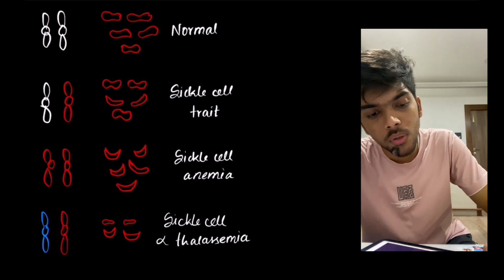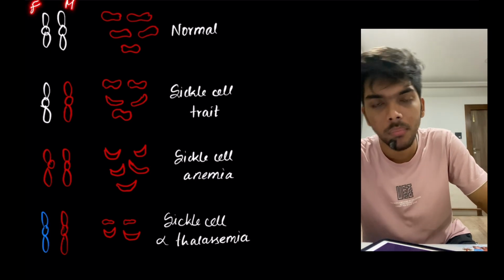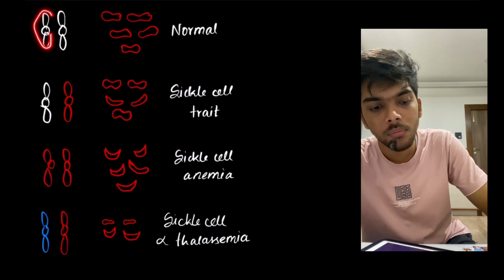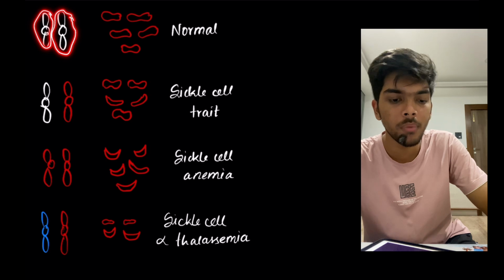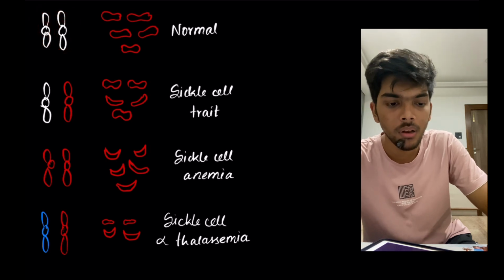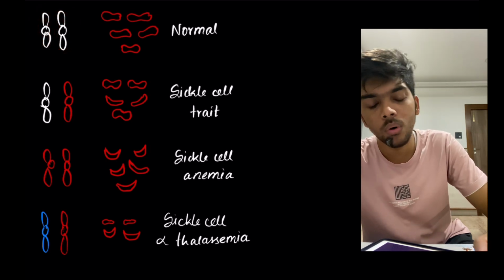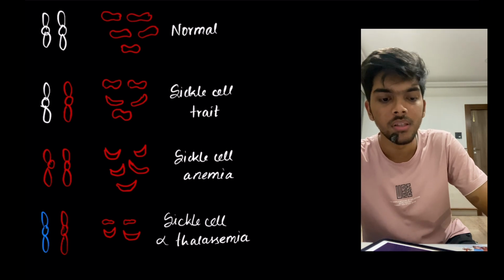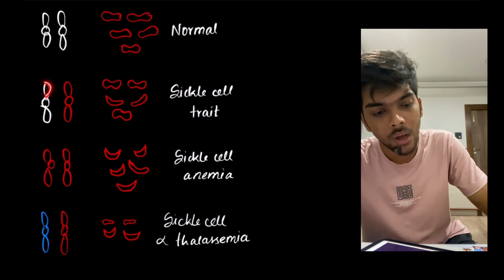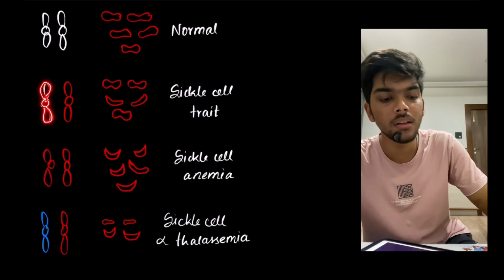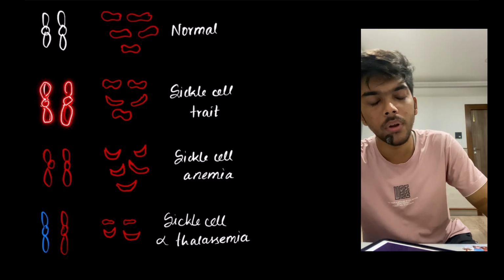So one chromosome from father, one chromosome from mother. One chromosome obtained from father can be normal, another chromosome obtained from mother can be normal. So both chromosomes are normal, both alleles are normal, they code for normal RBCs. This is homozygous dominant.